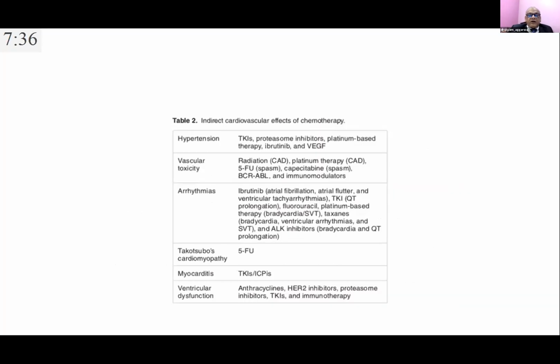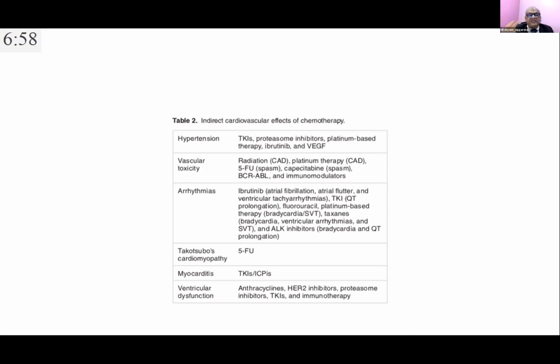Next, please. So, okay, now I think some of the drugs, as we understand, HER2 inhibitors, anthracycline, but you see the list of these drugs, TKIs, proteasome inhibitors, platinum, ibrutinib, VEGF drugs, they can cause hypertension, vascular toxicity, such as 5FU, platinum. So, a lot of drugs are there which have the potential of causing cardiovascular injury. Arrhythmias, I think he just spoke about, including 5FU, platinum, and ibrutinib, etc. Then myocarditis with TKIs and these immune checkpoint inhibitors, ventricular dysfunctions, as we know.